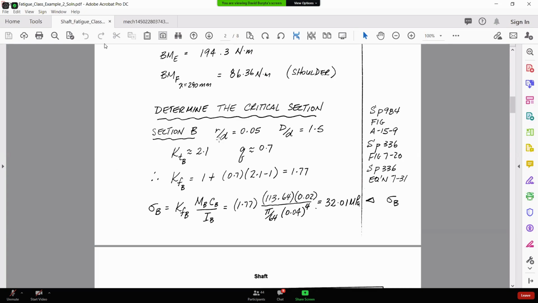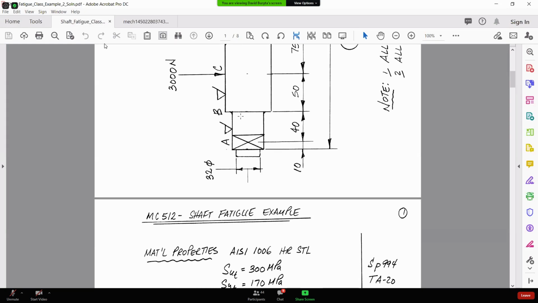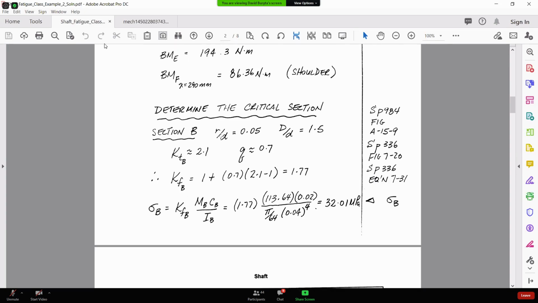Okay, so you need your r over d, right? We're just looking at this shoulder right here. It's stepping from 40 to 60, so little d is 40, big D is 60. The radius is 2 millimeters divided by 40, which gives me my 0.5, and 60 over 40 gives me my 1.5.